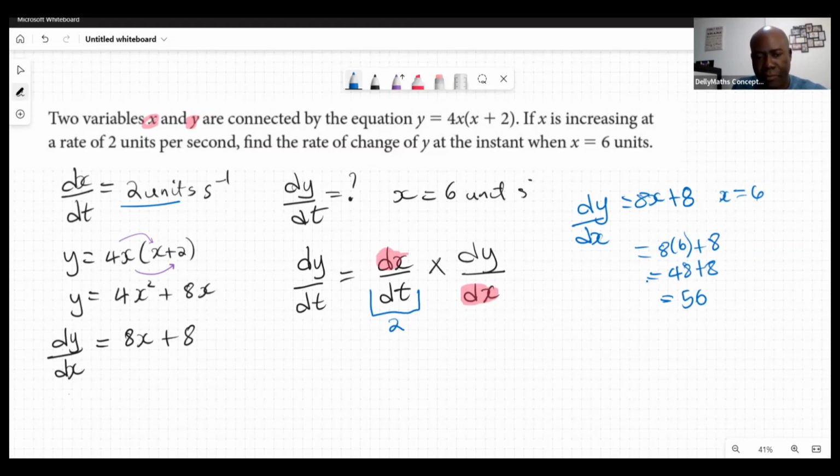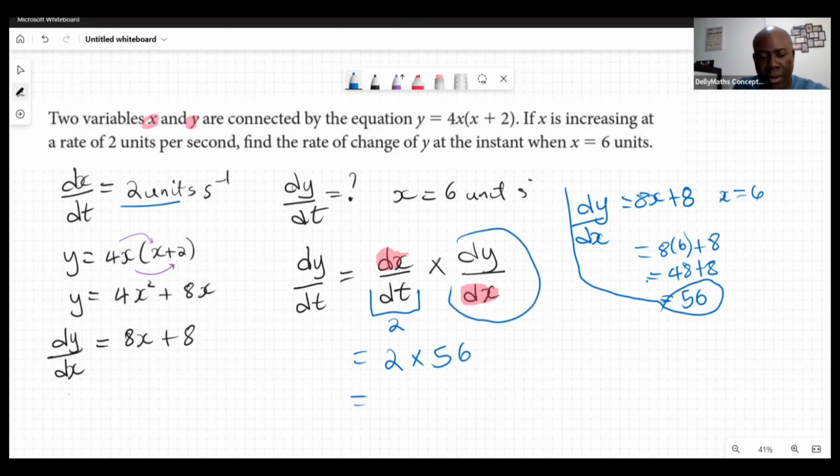So now, basically, what we have now is 2 times 56, because this is dy dx, 56. So it's going to take this place right there. So 2 times 56 will give us 112, right? Find the rate of change of y, right, at an instance when x is 6 units, right? So it's 112 units per second, right? All right, there you go.